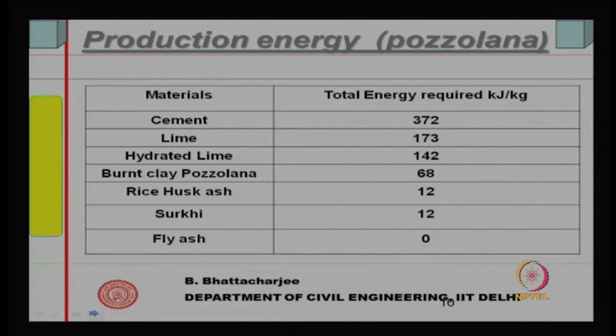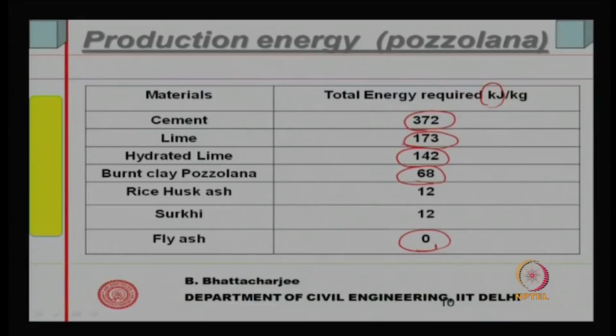If you see the energy, cement consumes 372 kilojoules per kg. Lime, if you want to produce it, will consume 173 kilojoules per kg. Fly ash, none. Hydrated lime 1.42, and burnt clay pozzolana, because you can burn clay, for example, metakaolin.